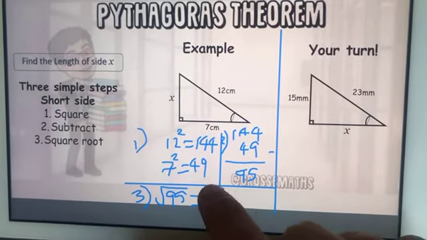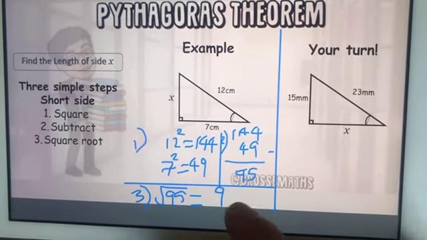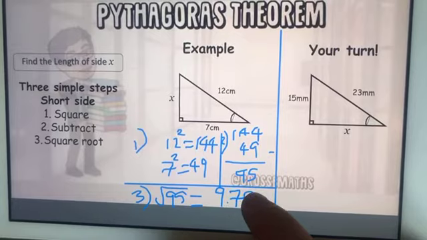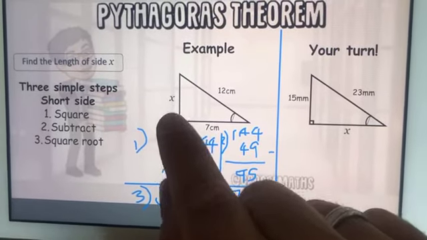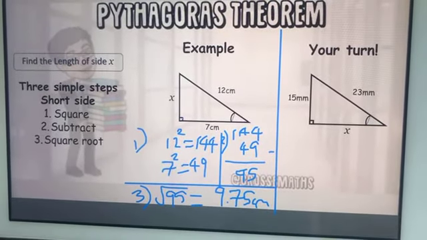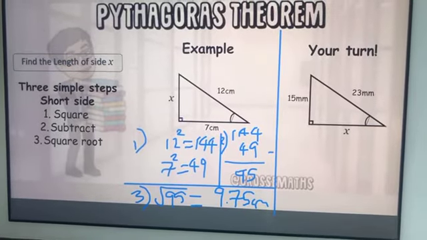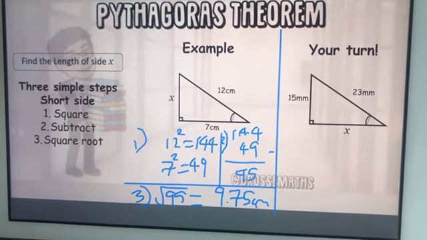So if I square root that, I get 9.75 centimeters for the side that I'm missing. Again, if you're ever missing a short side, you square, you take away. Don't make the mistake I did, and then you square root to the end.